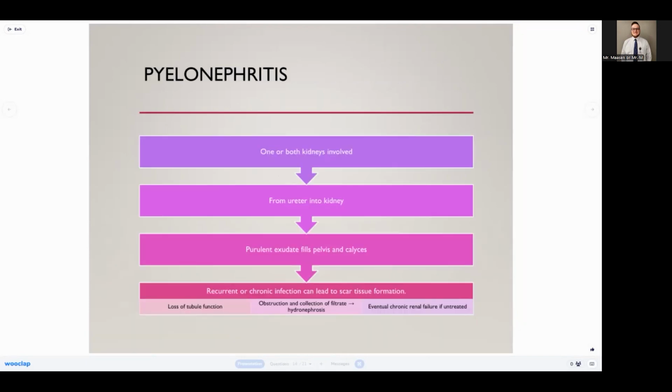Pyelonephritis is when one or both kidneys are involved, and this means the infection has moved from cystitis up the ureter. So this would usually happen if someone had a UTI, they kind of ignored the symptoms, they didn't have any treatment, or the treatment didn't work and the infection made its way up to the kidneys. They're going to create some purulent exudates in the calyxes and the renal pelvis of the kidneys. And it could cause obstruction, mess with general nephron tubular function.